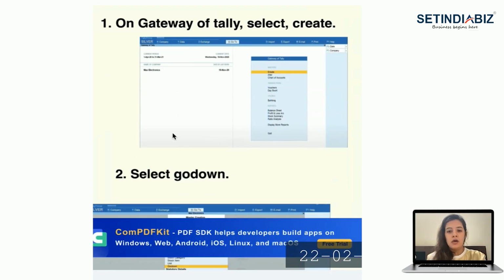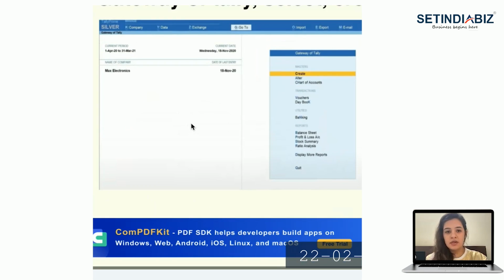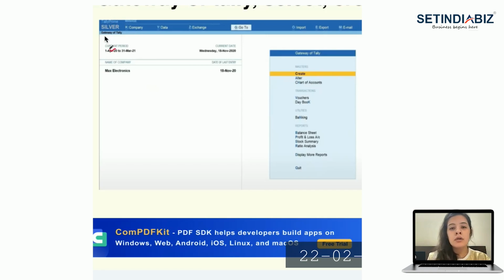Now, how do we proceed on Gateway of Tally? This is the main screen of Gateway of Tally. Remember, this Tally version is a little updated compared to what we were doing in previous classes. That was Tally Prime 9. It is Tally Prime Silver, right? Here we can see the version name. Now, this is the Gateway of Tally.